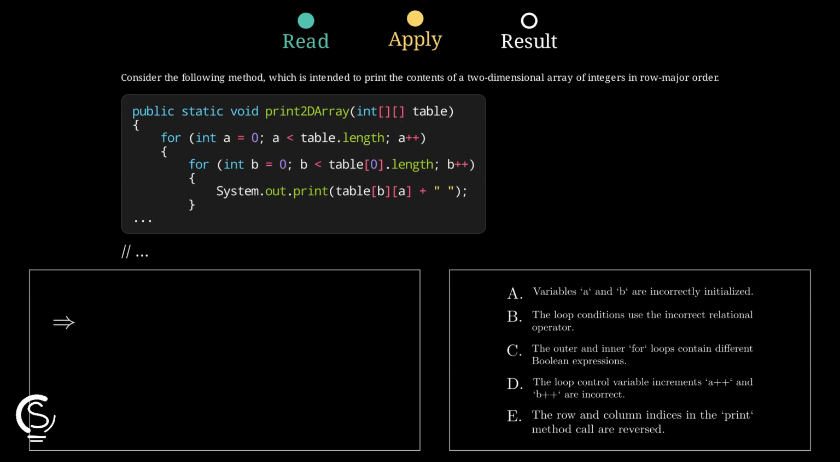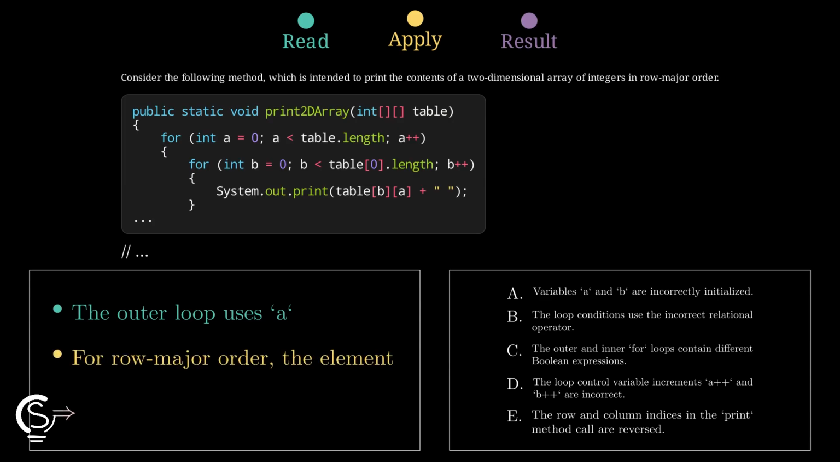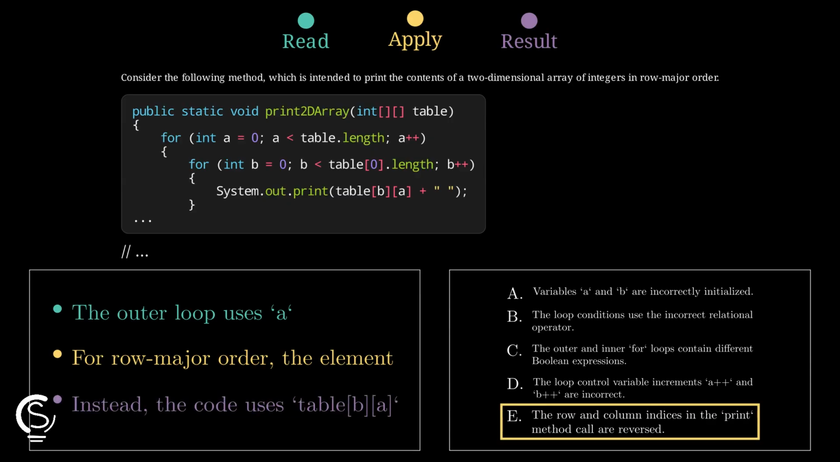For correct row major order, we must access elements using the row index first and the column index second. That means we should be calling table with indices A then B here. Instead, the code uses table ba, reversing the indices. This causes an out-of-bounds exception whenever row and column counts differ.